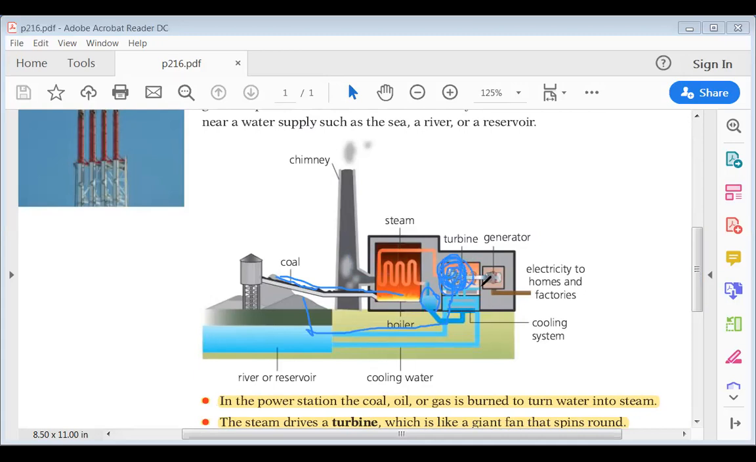Then it will run the generator. The generator will generate electricity and deliver it to the homes and factories. Okay, so let's see the steps together.